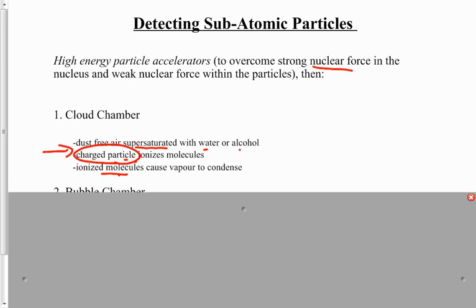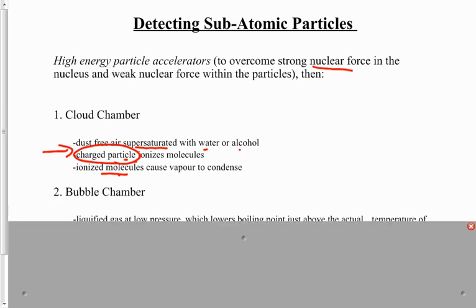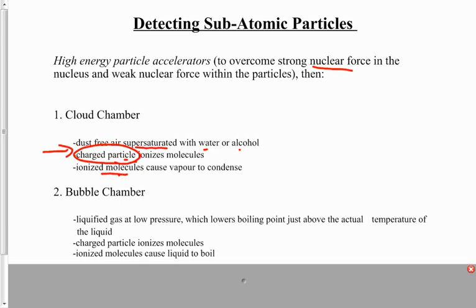Now, there's another way to do it that's kind of the opposite. We have a gas that's been liquefied. So I guess you'd call that a liquid. But it's liquefied because it's at a low pressure. That's going to lower the boiling point to just above the temperature of the liquid. So if the temperature of the liquid is X, the boiling point of that liquid is going to be X plus the tiniest little bit. The boiling point is just above the temperature that this liquefied gas is at.